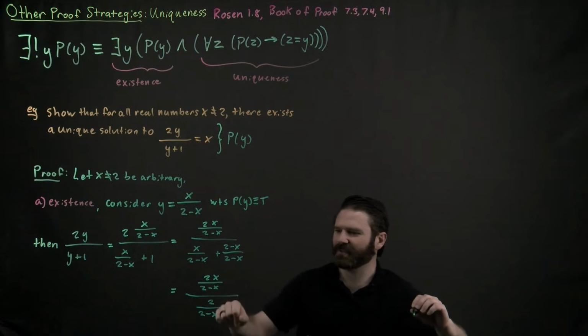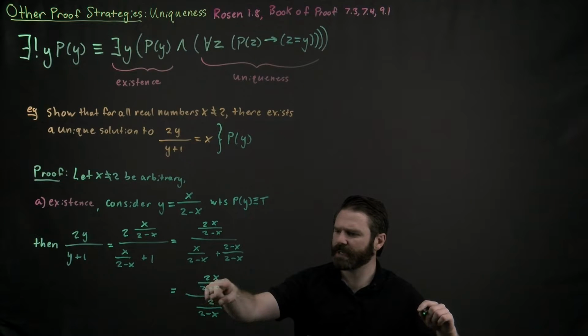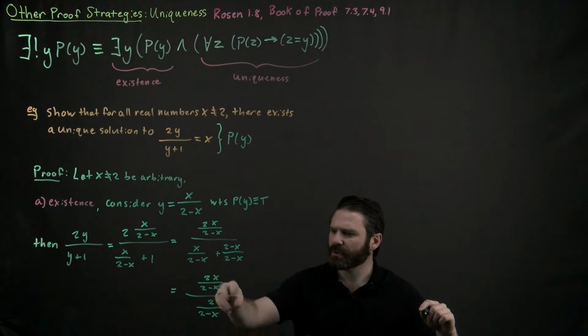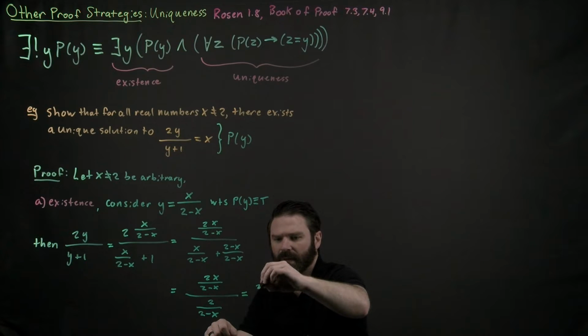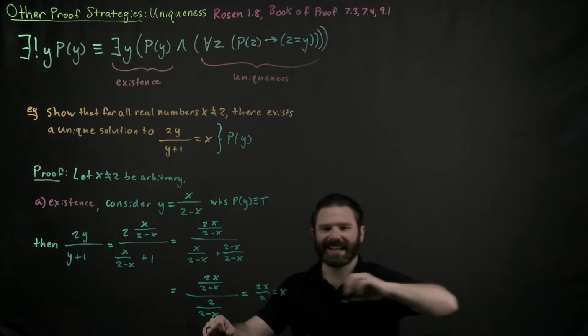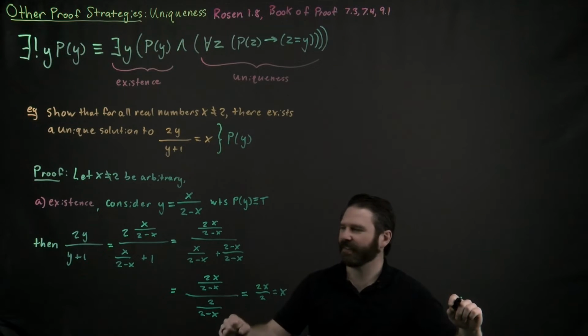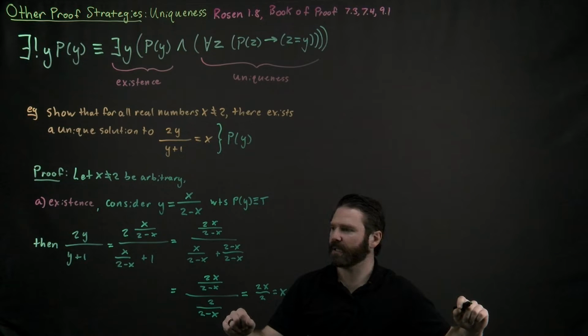And now I got a bunch of nested divisions right here, but you'll notice that I have a 2 minus x and a 2 minus x here. Those are going to cancel out, and so what I'm going to end up with is 2x over 2. My 2's cancel, and I end up with an x. Yes, fantastic. That means that my equation actually is true.